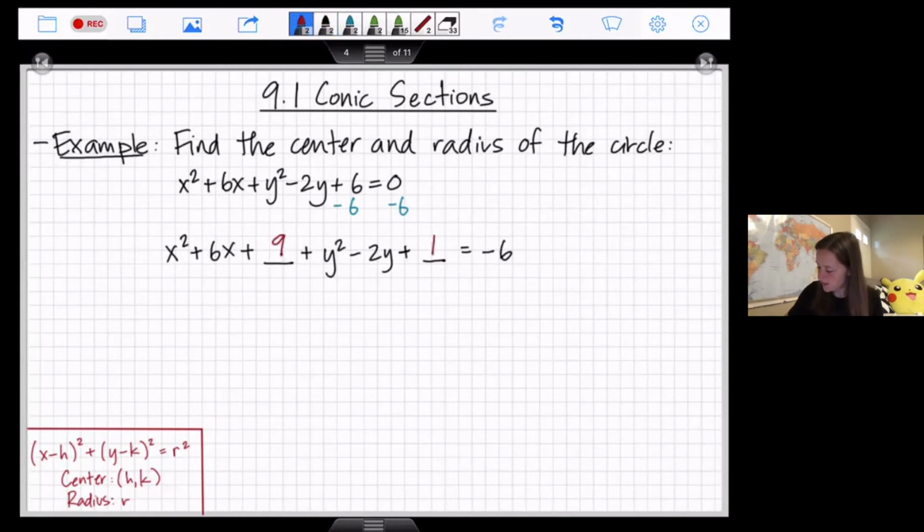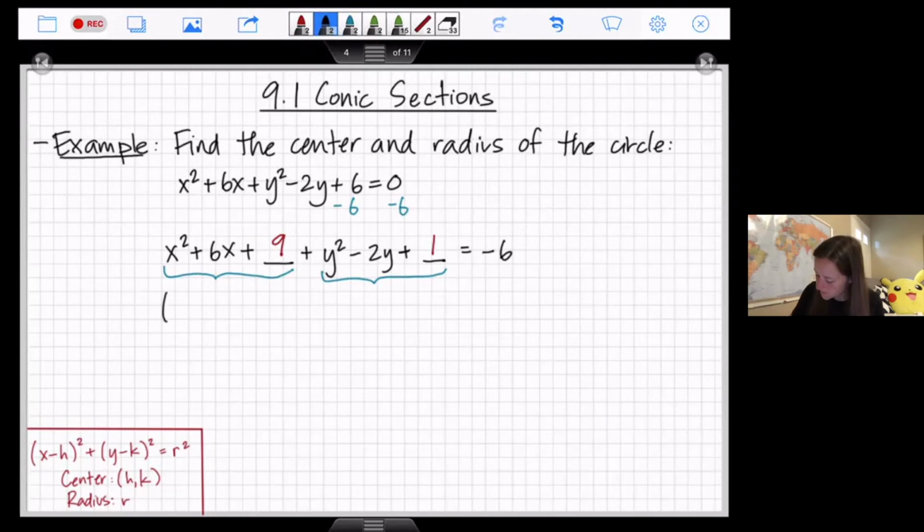And for the y bit, it's going to be a 1. All right, so I'm going to show you how I got those numbers in just a second. The reason why I like these numbers and why I call them magic is because it makes these things factor in a very particular way. Okay, so I'm going to go ahead and factor the x stuff and factor the y stuff.